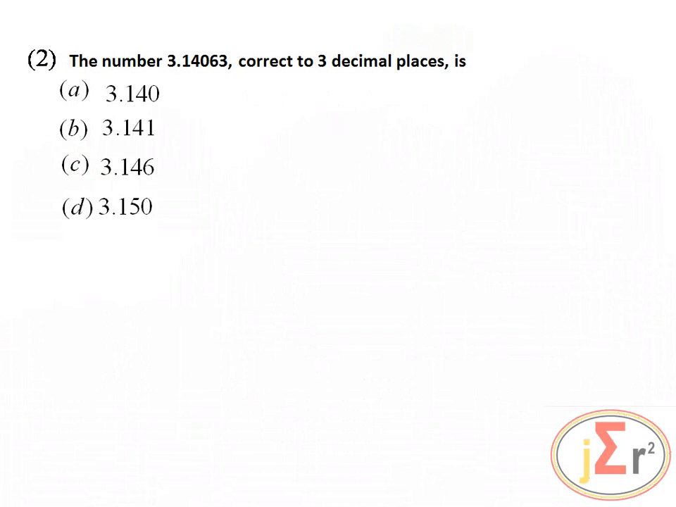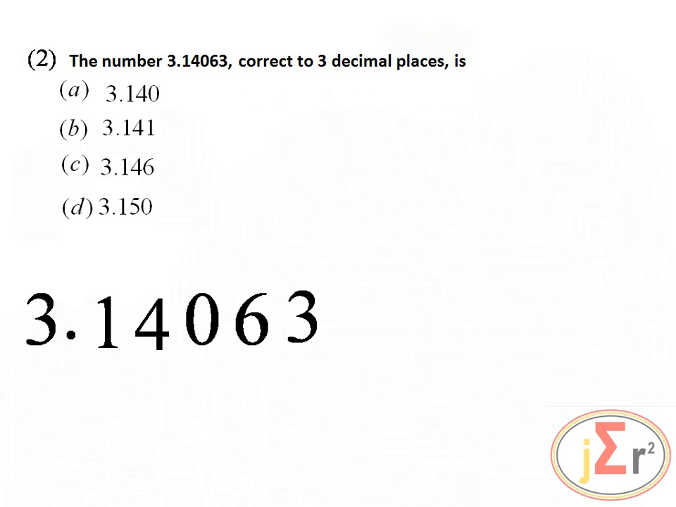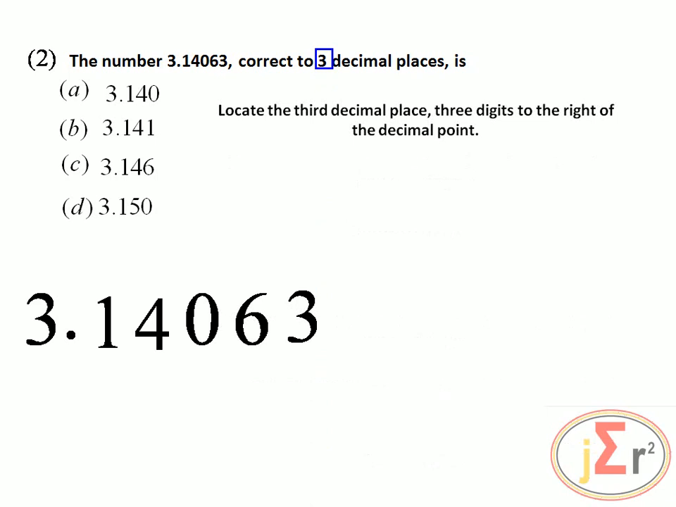Next, we need to write 3.14063 correct to 3 decimal places. And there we have a more magnified version of the number. And we are highlighting that it is to be written correct to 3 decimal places. Locate the third decimal place, and that is located 3 digits to the right of the decimal point.